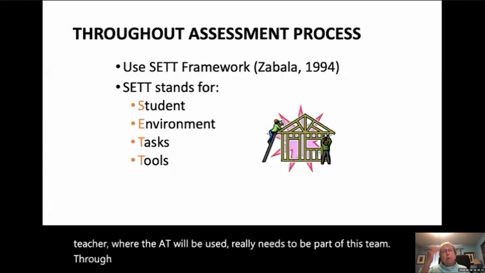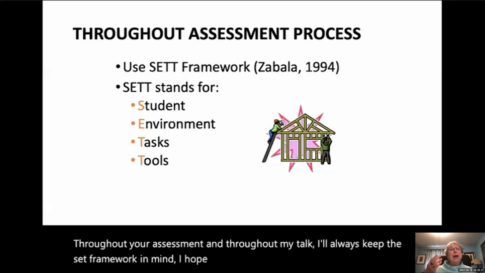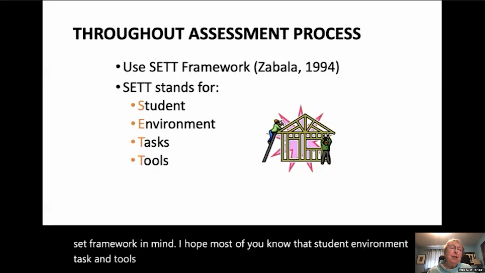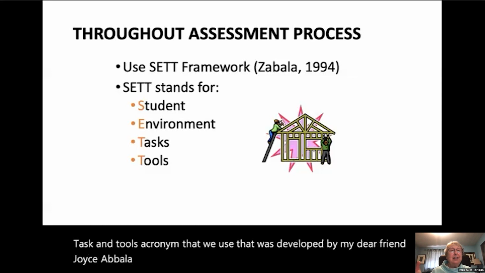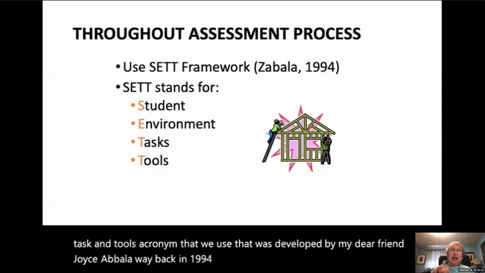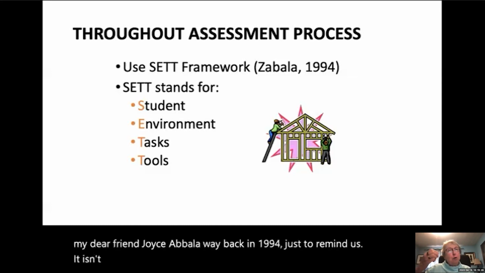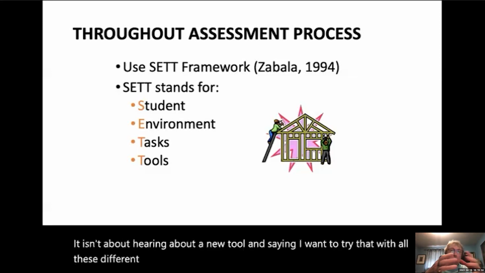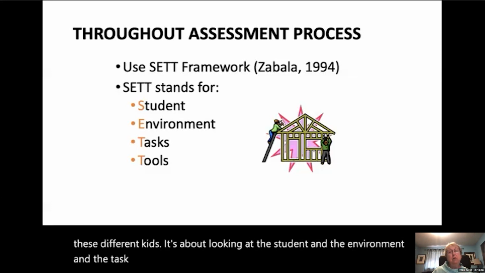Throughout your assessment and throughout my talk, I'll always keep the SETT framework in mind. I hope most of you know that Student, Environment, Task and Tools acronym that we use. It was developed by my dear friend Joy Zabala way back in 1994, just to remind us, it isn't about hearing about a new tool and saying, oh, I want to try that with all these different kids. It's about looking at the student and the environment and the task before we think about a tool.